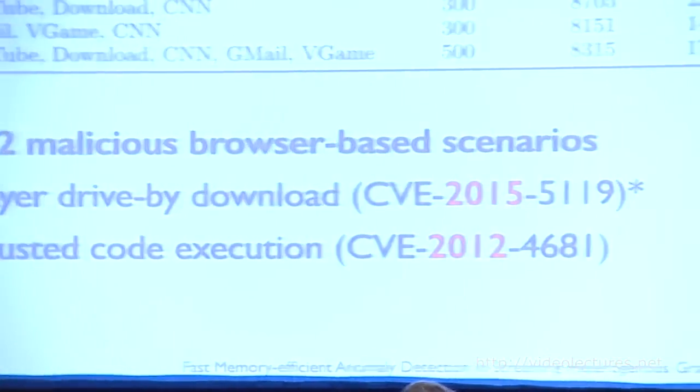I'll first describe the data sets that we use to perform this evaluation. So we construct 5 benign scenarios. The way we do this is we automate a user visiting a website and performing a certain activity, such as watching YouTube or visiting CNN. And as we automate this on a host, we collect all the system calls that are running on that host. So this gives us one graph for every benign scenario. By repeating this 100 times, we get 100 graphs.